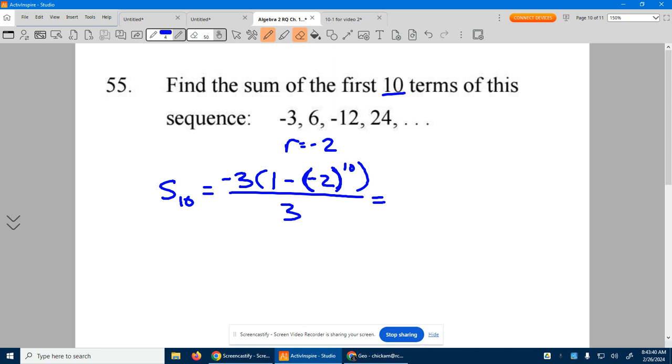The top comes out like 3,000 something. Then I divide by 3. I get 1,023 when I just put this into the calculator a minute ago. So yes, they're going to add to 1,023.